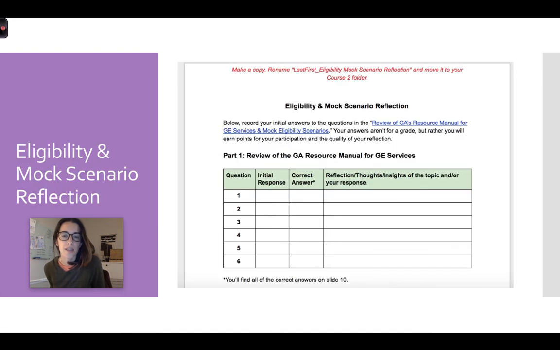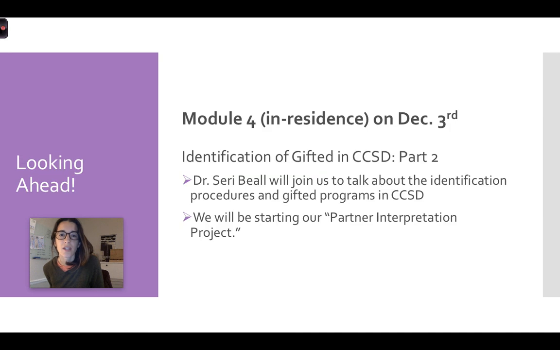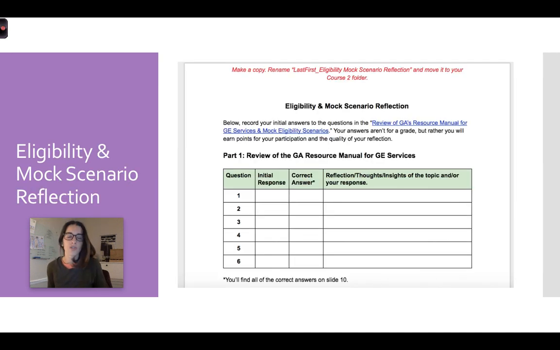Yep, that's what your document looks like for your reflection. And for some of you who are new, because this is going to be due on the 26th, all you need to do is make sure that it is in your Course 2 folder, labeled as such. Usually at the top of each document, I'll tell you how to label it: last name, first name, underscore, eligibility, mock scenario, reflection. Make sure it's in your Course 2 folder, and that's where I will go and look at it.